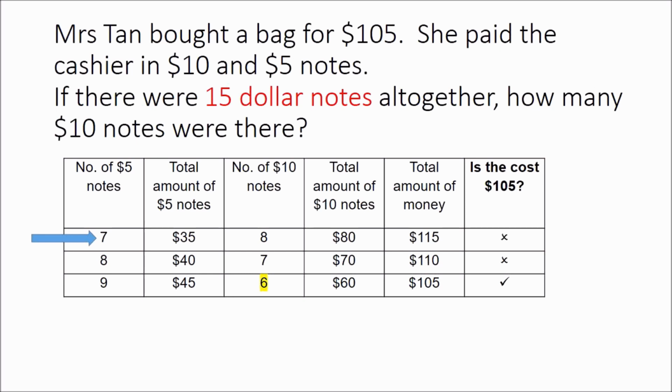By reducing the number of $10 notes by 1, the total amount of money is reduced by $5. So we make a third guess for this. So 9 $5 notes and 6 $10 notes would give us the condition that we need, $105. It would be good to check. Once we get the answer, check the question again, and work backwards to see whether we can arrive at the same answer again.